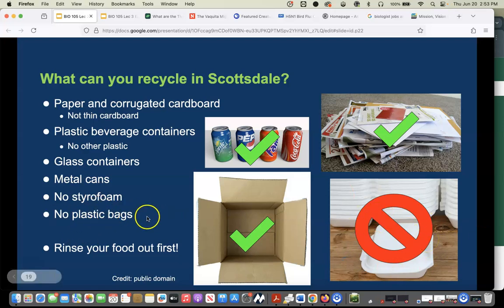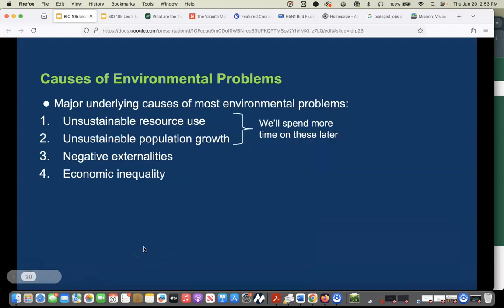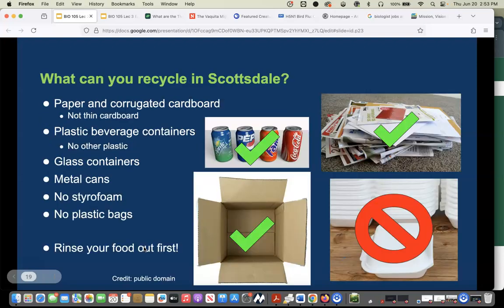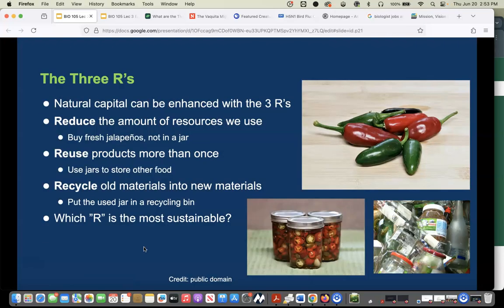My husband, I yell at him every time he tries to put a plastic bag in there. I'm like, no. And plastic bags are actually harmful because, again, as you probably know, it binds up their equipment. And then lastly, when you recycle, please rinse out your food first. That's one of the ways that you can actually enhance natural capital, okay?